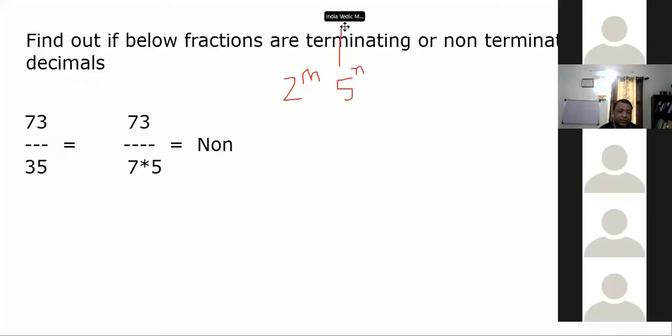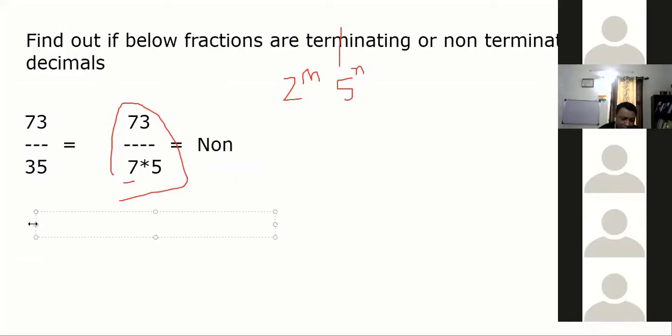Sir, but is it always that if there is no 2 or 5, then it will be non-terminating? Yes, this is also non-terminating. That is a property. Check करेंगे. That is a property, right? तो यहाँ पे क्या हो रहा है? You are getting the form of 7 also, right? So it is non-terminating.